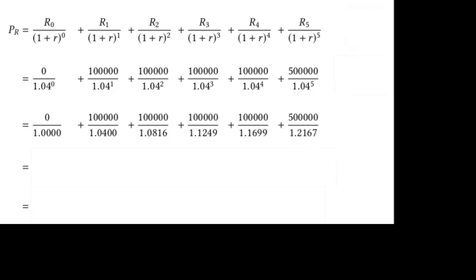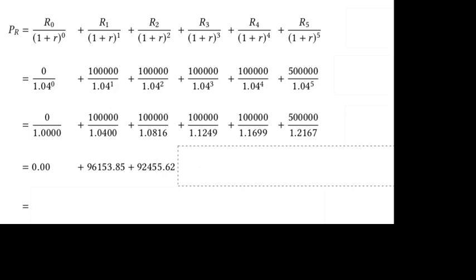Doing the division, we know what happens in year 0. $100,000 in 1 year is worth less than $100,000. At 4%, we see that it's worth precisely $96,153.85. $100,000 at the end of year 2 is worth even less, right, which is about $92,000.